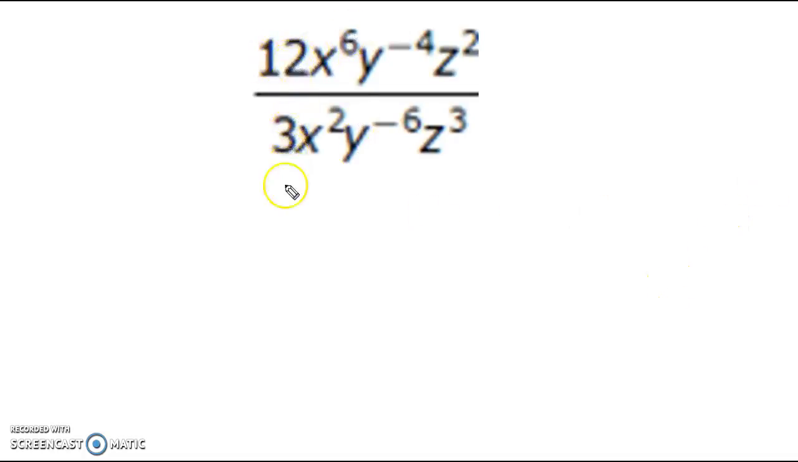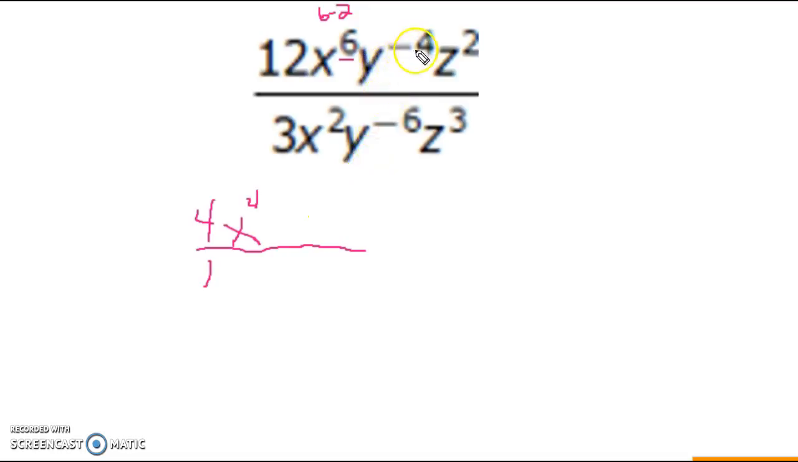12 over 3. We always start with our coefficients. 3 goes into 12 4 times. And for right now, I'll go ahead and put the 1 on the bottom. Then I have x to the sixth, x to the second. So the bigger number's on top, 6 minus 2. And I know that's 4. So I have x to the fourth left on top.